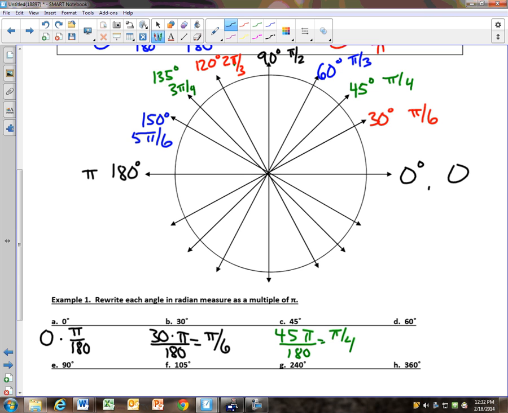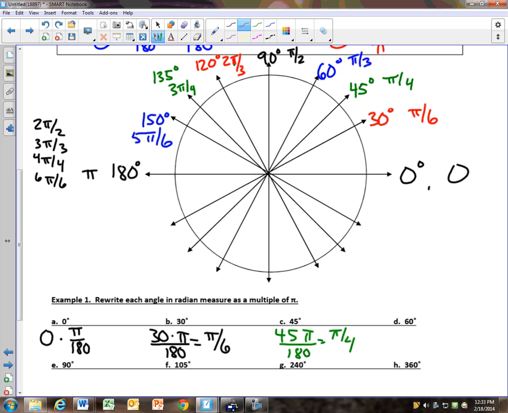Down here gets a little bit more difficult. Instead of thinking as pi, though, I always think of it as 2 pi over 2, or 3 pi over 3, or 4 pi over 4, or 6 pi over 6. Because those are the numbers I've got over here. So I write it as common denominators.